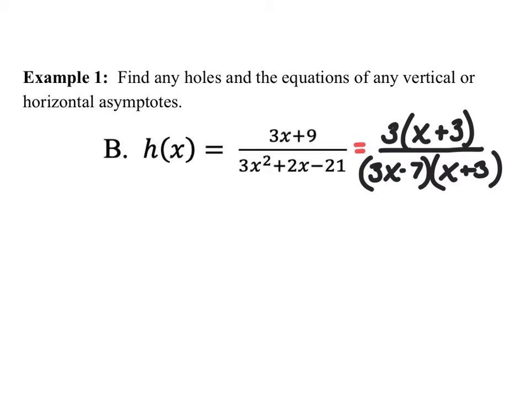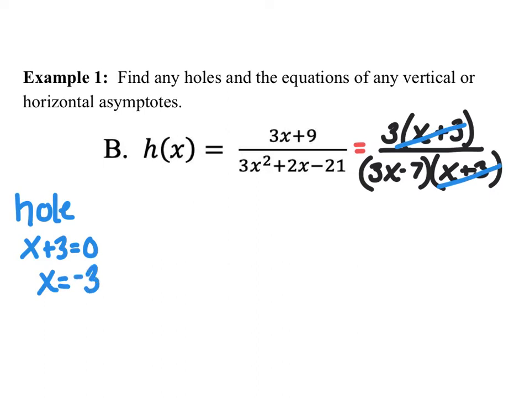Okay, so what do I see here? My x plus 3 and x plus 3 will cancel, but immediately I'm going to recognize that that would produce a hole or removable discontinuity. So this would be x plus 3 equals 0, and that means I have a hole at negative 3. So there's some point, negative 3 with a y value. That would be a hole.